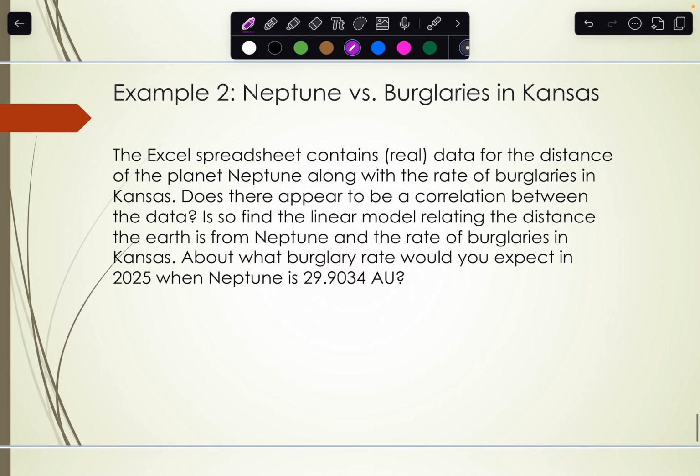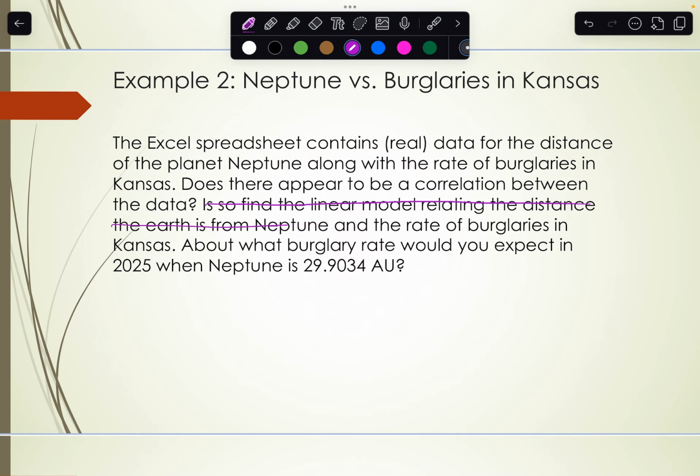The Excel spreadsheet contains real data for the distance of Neptune along with the rate of burglaries in Kansas. Does there appear to be a correlation between the data? Use a hypothesis test for significance to determine whether this correlation between Neptune and the burglaries is statistically significant.